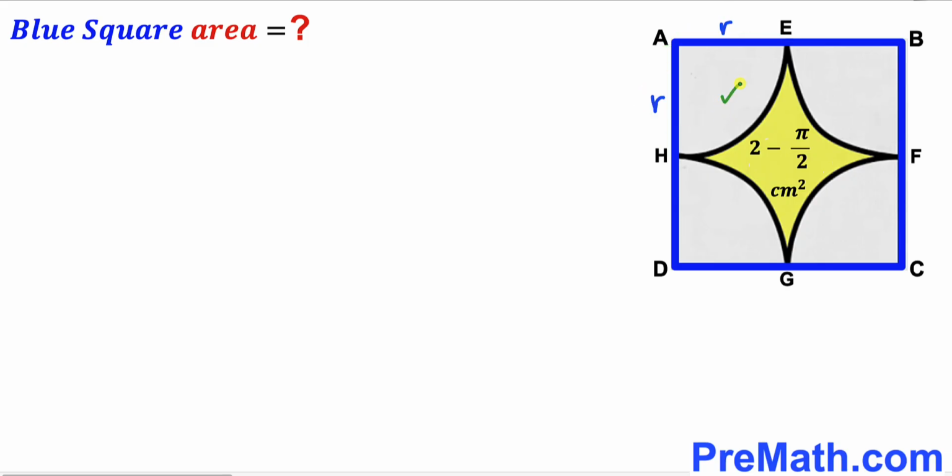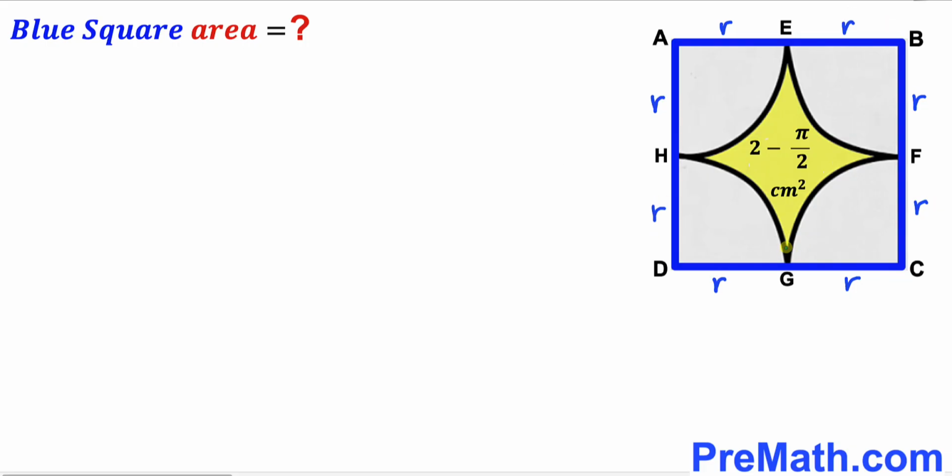We know that all of these quarter circles are identical. So therefore, EB is going to be lowercase r. Likewise, BF is lowercase r, FC is lowercase r, GC is lowercase r, DG is lowercase r, and finally HD is lowercase r radius as well.